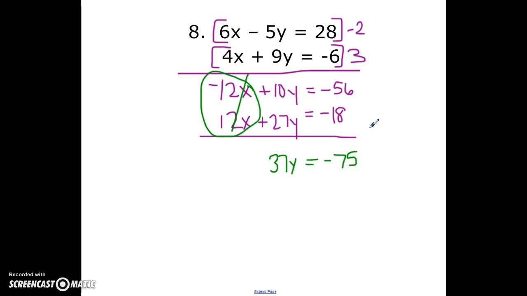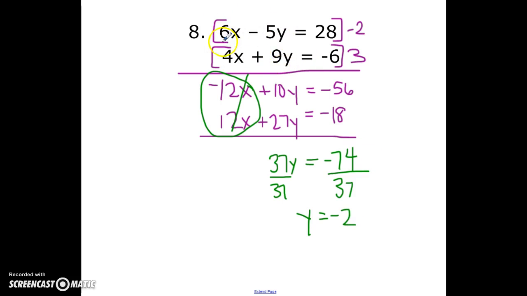Something is not right. 74. Messed that up. Let's see. 74. Okay. Divided by 37. So y equals -2.